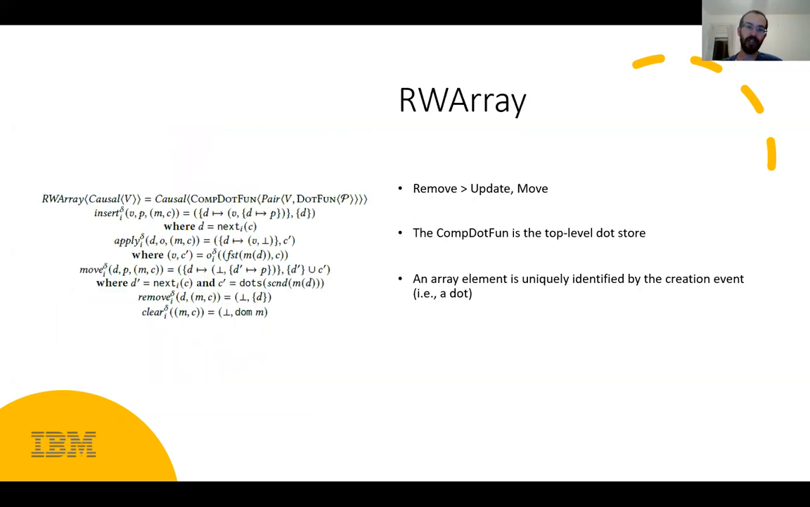So in the first construction, the remove-wins array, the ComFun is the top-level dot store. And an array element is uniquely identified by the creation event, or the dot of the creation. This way, when you do an update or a move, which is essentially updating some dot store pointed to by the unique identifier, and concurrently you do a deletion, by the property of the ComFun, this item is removed from the underlying ComFun and therefore removed from the array.